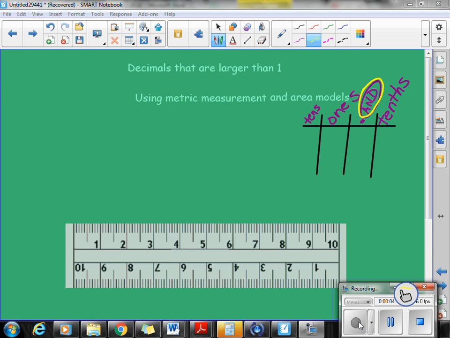Decimals that are larger than 1 using metric measurement and area models. Before we do anything today, I want to stop really quickly and just talk about how to read decimal numbers.